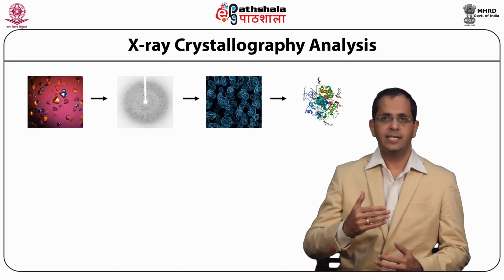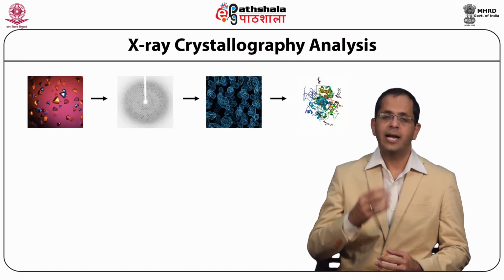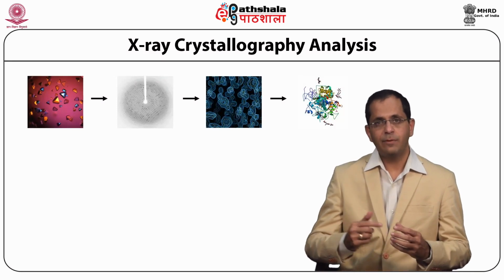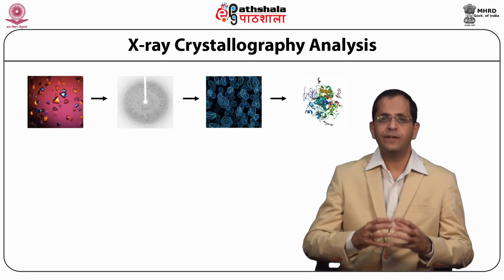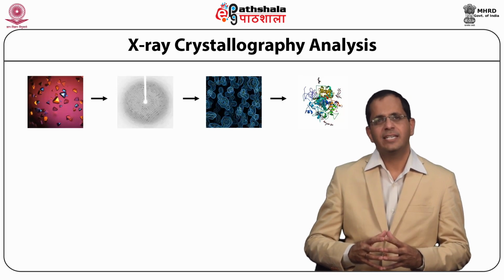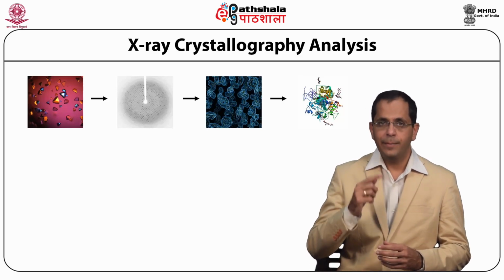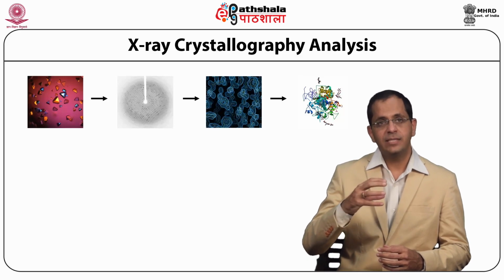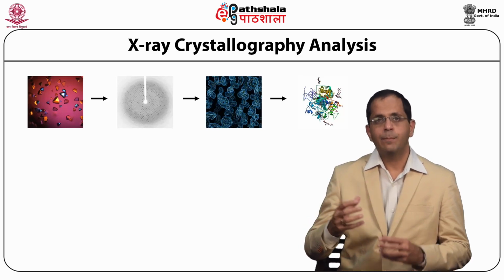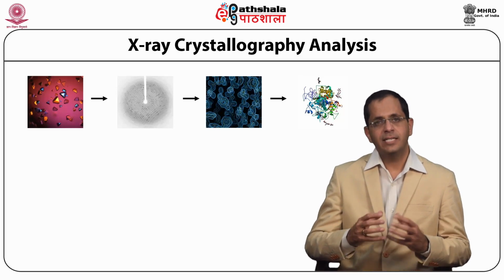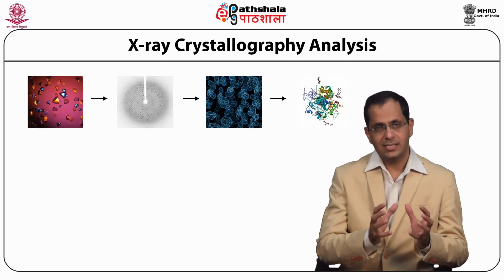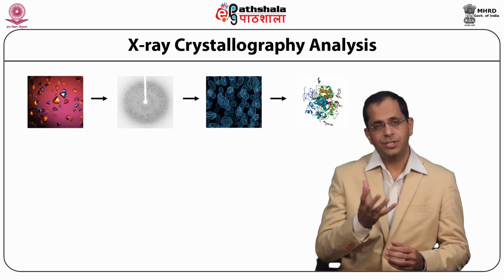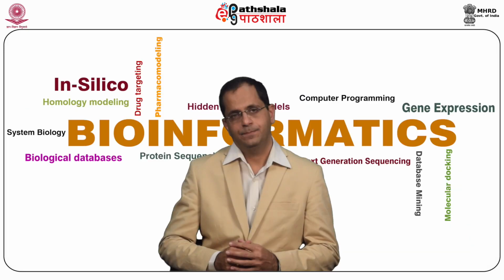X-ray crystallography is used to study the atomic and molecular structure of a protein crystal that causes a beam of incident X-ray to diffract into many specific directions. The measure of angles and the intensities of these diffracted beams provides information of the density of electrons within the crystal, thereby producing a three-dimensional picture of a particular protein.